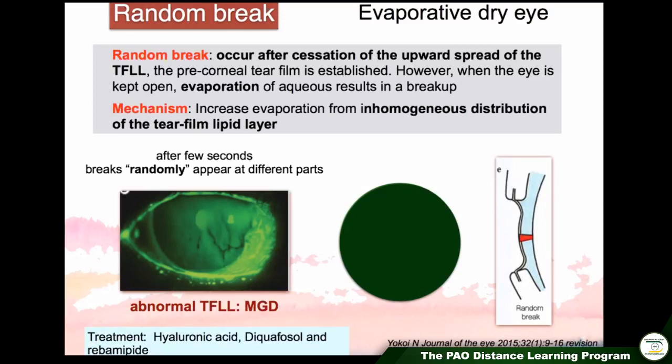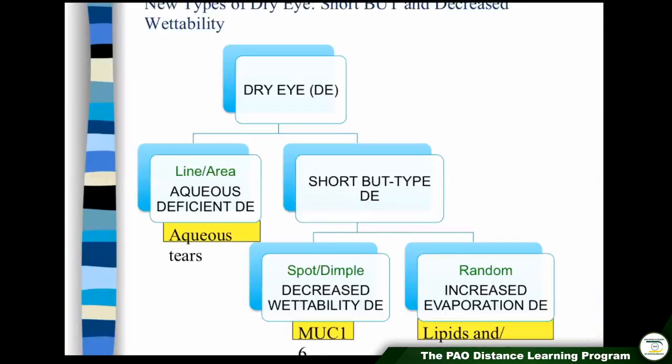A short tear breakup time or tear instability dry eye is different from evaporative dry eye. Because when you talk evaporative dry eye, most probably the etiology is your MGD. If it's a short breakup time, like spot break and dimple break, probably the problem is mucin deficiency. So the etiology is different.